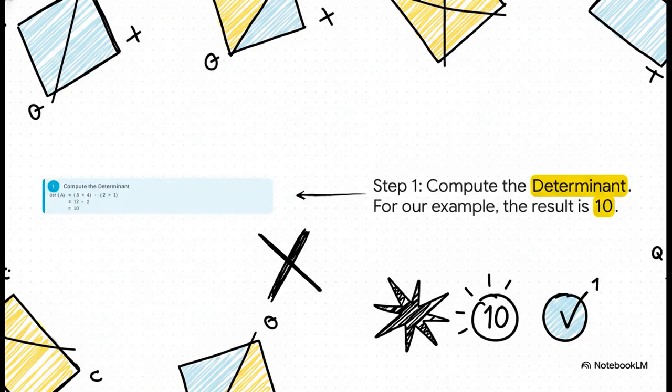First things first, we've got to get that determinant. For our example matrix, that's just AD minus BC, which gives us 10. Now, the most important thing here is that 10 is not 0. That's our green light. It tells us an inverse definitely exists and we're good to go.